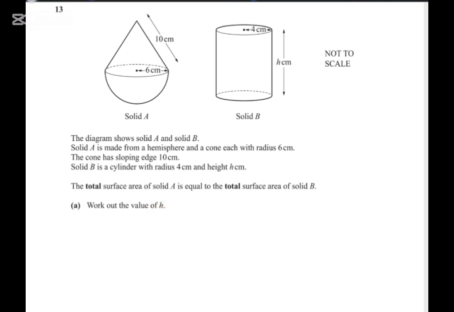So you have to first know the total surface area of the cylinder and the total surface area of solid A, which is the combination of two solids, cone and hemisphere. So the total surface area of solid A will be the lateral surface area of the cone, which is pi r l, and the surface area of the hemisphere, which is half of 4 pi r square. So this will be pi r l plus 2 pi r square. Using this, find out what it is.